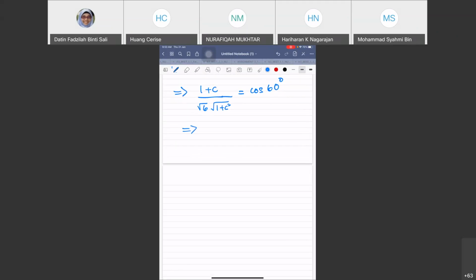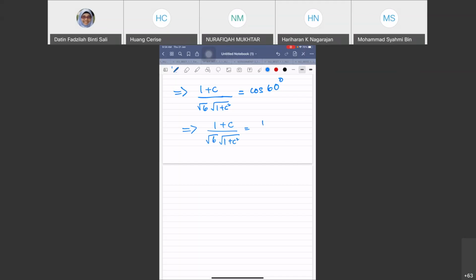So basically, you are solving for 1 plus c. Square root of 6 times square root of 1 plus c squared, you have a choice actually. Either you multiply that square root of 6 into that square root of 1 plus c squared, or you straight away multiply to the half, that cosine 60, also can. So basically it's up to you. That means you can do it like this.